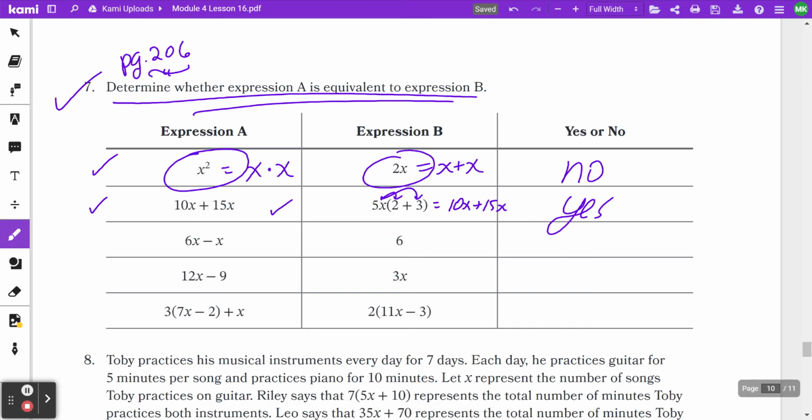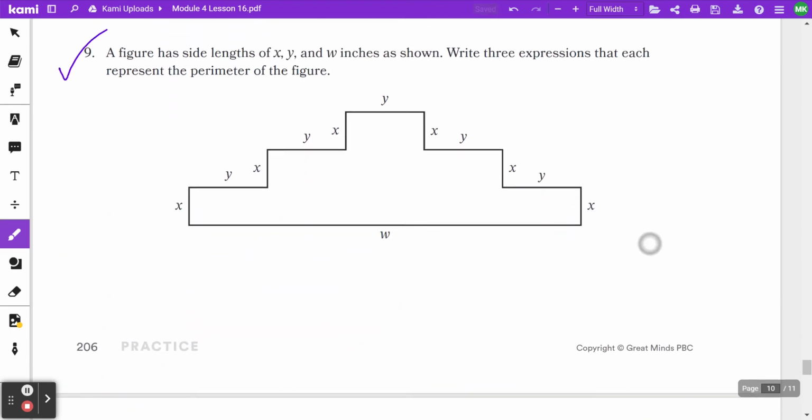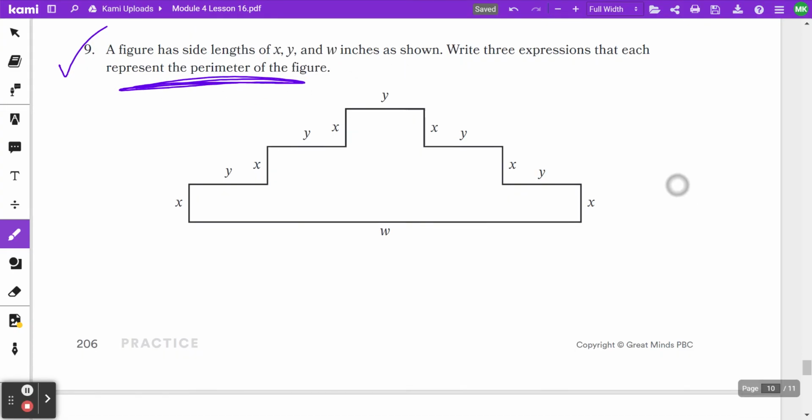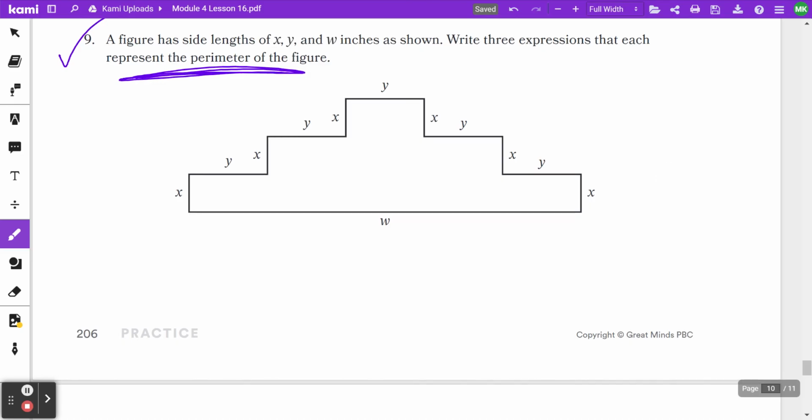And then there's one last problem I wanted to get to. It's a stairwell problem. This guy, this is kind of fun. It looks like a stairs, I guess, but it's really a perimeter problem. Finding a perimeter means you add up all the sides. Well, look at my sides here. I only have a whole bunch of x's, y's, and w's, but I have to add them all up, right? So what I like to do is just start with the x's, and I'll just circle all of them. I'm going to find them all.